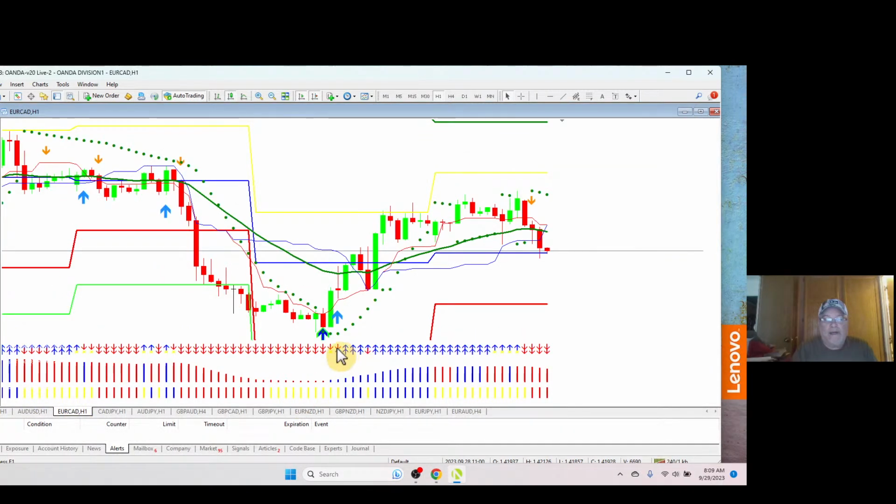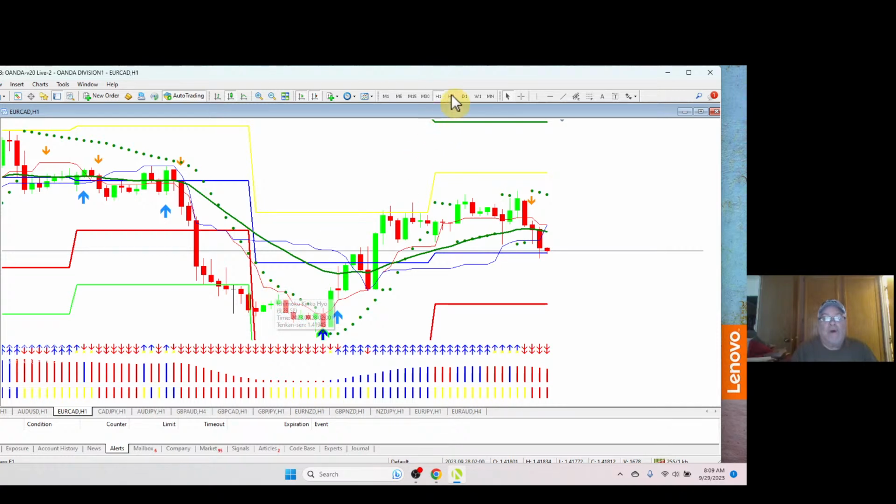Euro CAD 1 hour. It started moving yesterday, and it's curling back down now as we speak, so it could come back down into here before it heads higher. If it heads higher, that's the thing about these. You have to keep an eye on them, but with the 4 hour charts, you don't have to constantly be on your computer, which I like.